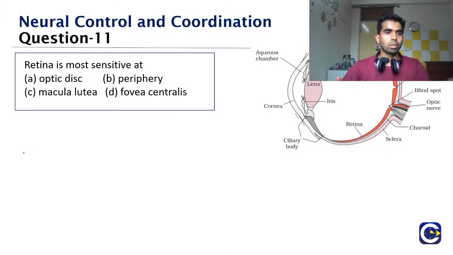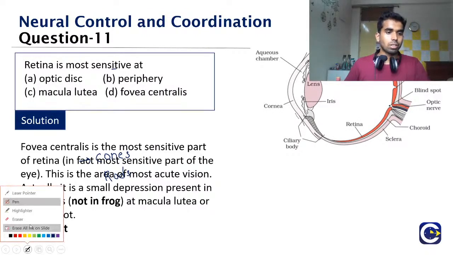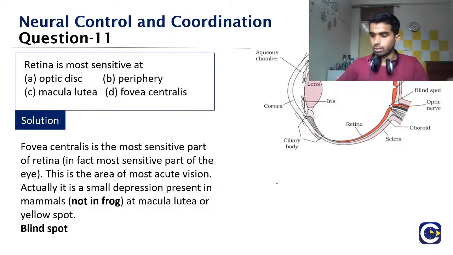Now moving on to question number 11. Retina is most sensitive at which area? So earlier also we have covered the retina, isn't it? I told you that the retina has two types of cells, the cones and the rods. And when I say we are talking about the sensitive region, it means we are talking about the distribution of the cones. So I told you that in the retina there is one region in which the maximum cones are present, and that region is known as the macula.